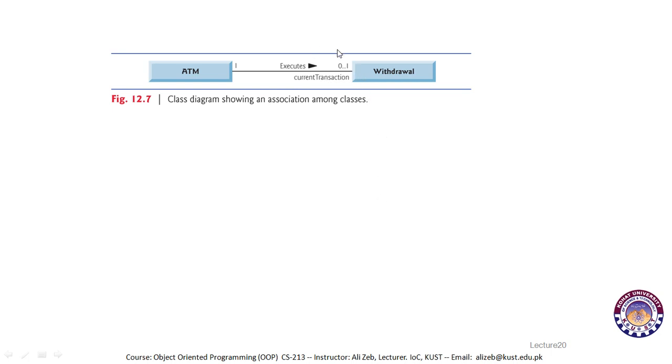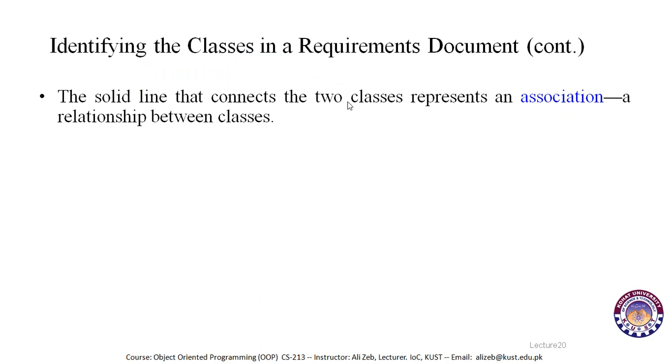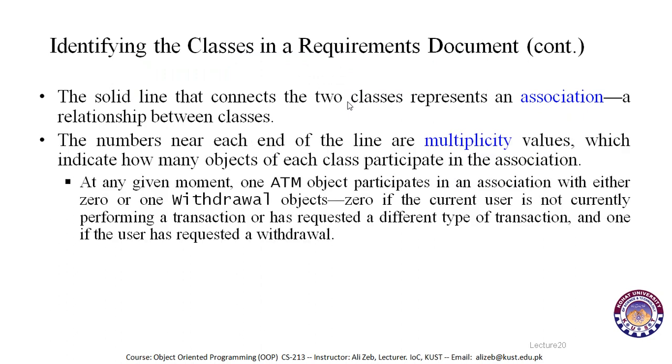We might either not be withdrawing an amount. In that case, we will be initializing zero objects of the withdrawal class. Or we might be performing some withdrawal. In that case, we will be using one object of our withdrawal class. At any given moment, an ATM object participates in an association with either 0 or 1 withdrawal objects.